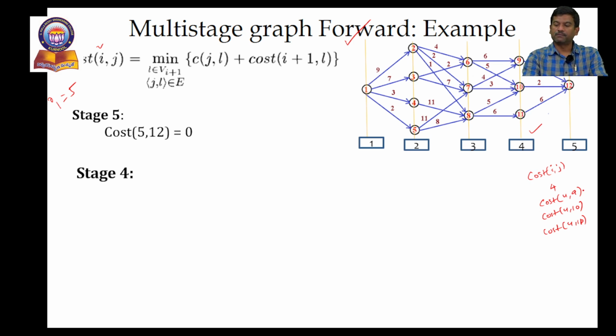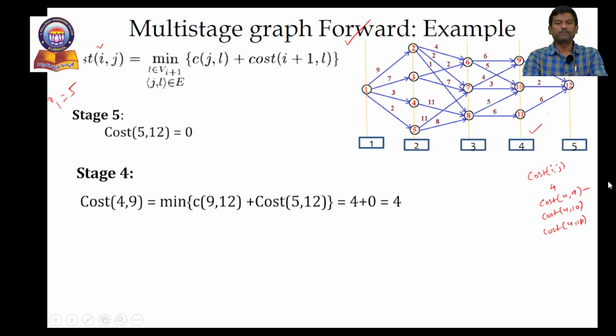So how to find the cost of 4 comma 9? Just replace the values of j and l respectively. According to the formula, min of c of j comma l plus cost of i plus 1 comma l. j indicates the respective vertex present at stage 4, that is 9. From 9, which edges are connected? From 9 we can connect to the vertex 12.